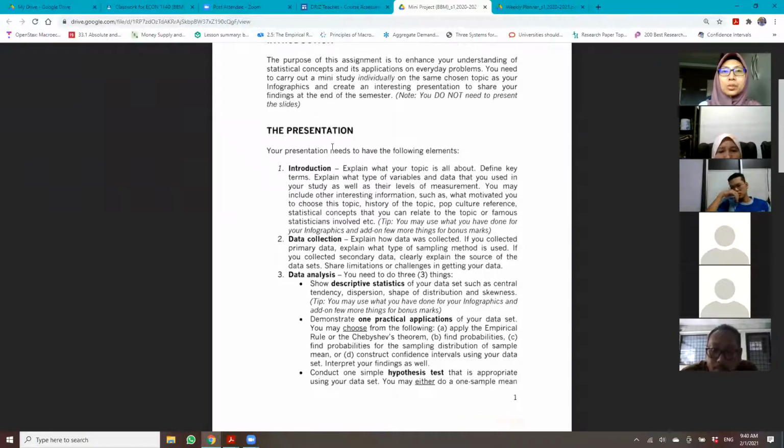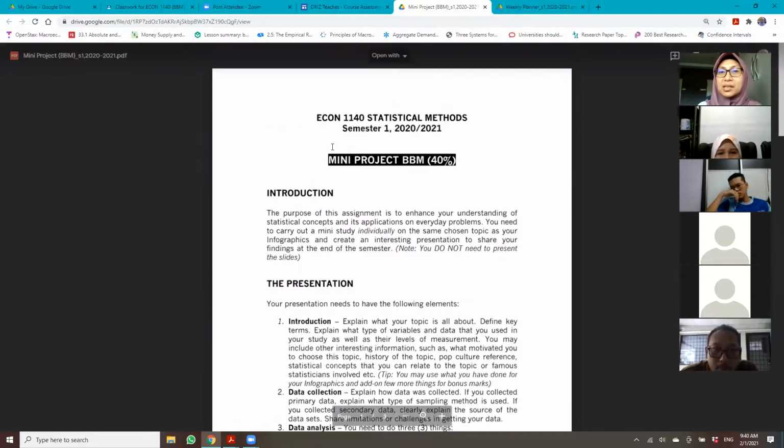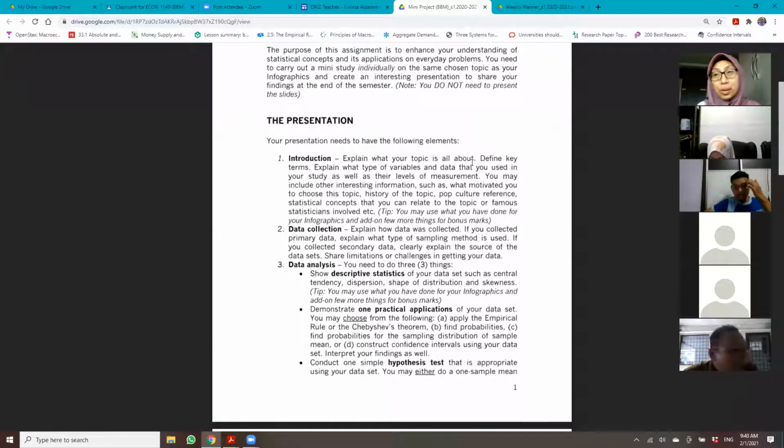Okay, so this is what you need to do. Because remember, your project is 40%, so obviously the content tu kena lengthy juga. Otherwise BBM akan tanya I, kenapa simple sangat project you? So okay, this is how it is. Nampak banyak, but half of it you dah buat dah.